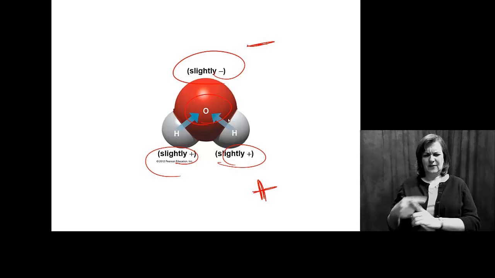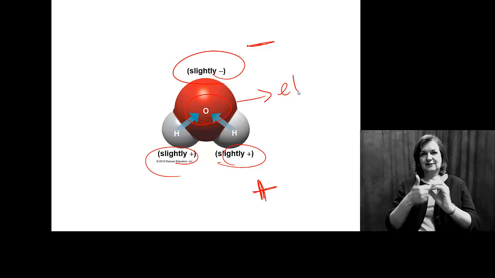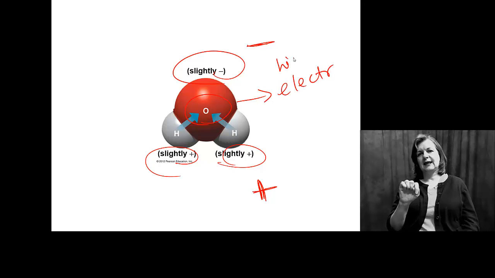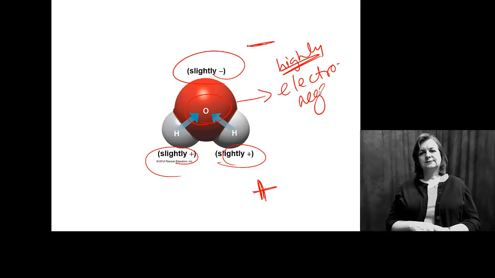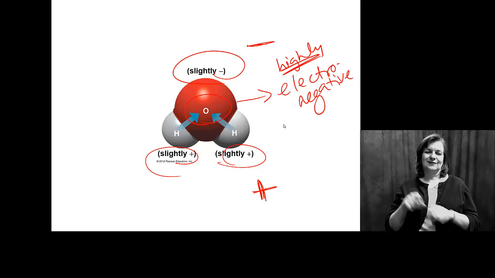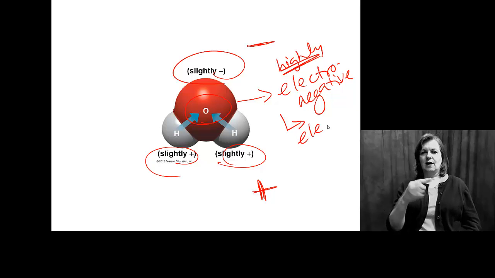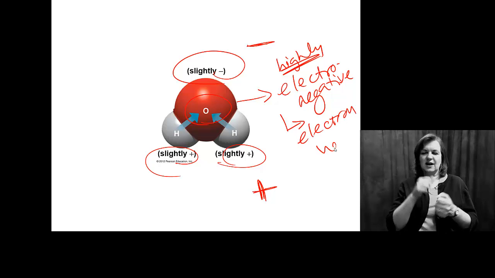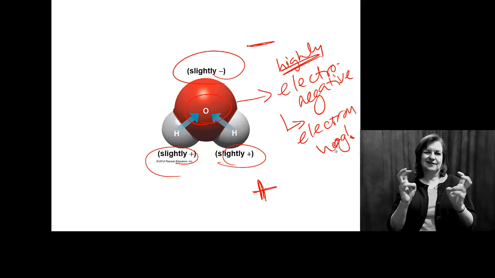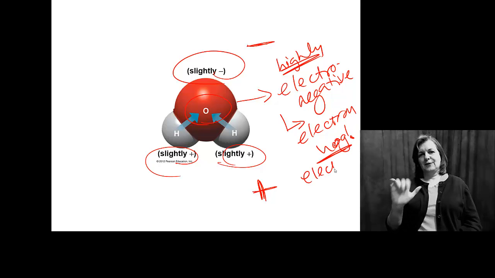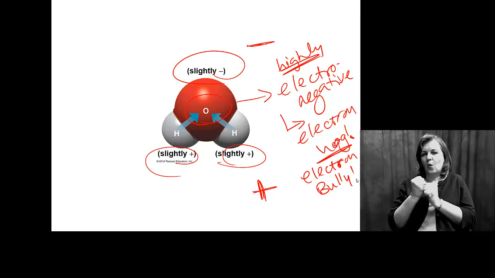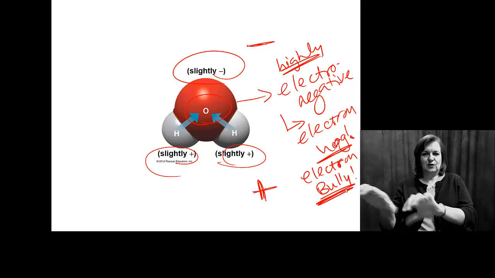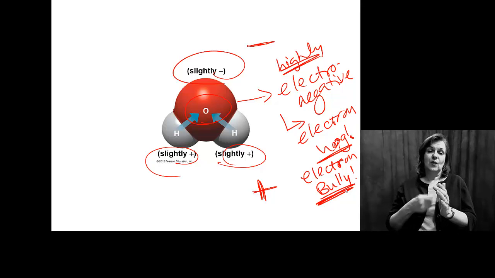We're going to take advantage of this. Why does this happen, remember? This is all because oxygen is highly electronegative. So you can associate this as electron hog. It's not going to share equally. It's an electron bully. It's going to pull in these electrons and really hang on to them compared to what hydrogen can do. Hydrogen's weak and wimpy. It's not going to be able to fight back.